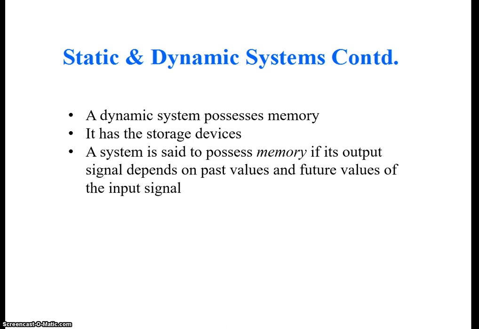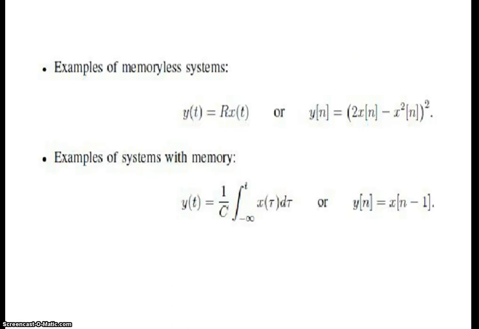A dynamic system possesses memory, it has a storage device. The system is said to possess memory if its output signal depends on past and future values of the input signal. So it's also called a memory system, or a dynamic system. An example is the voltage across the capacitor.